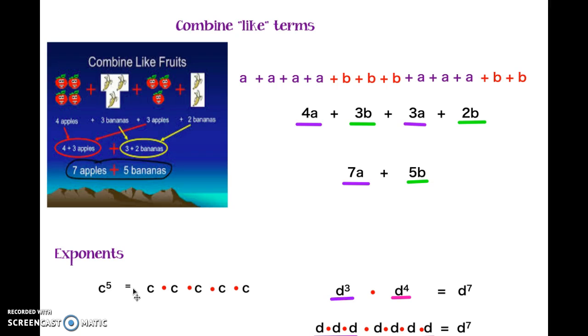And finally, exponents. I think you know that c to the fifth is c times c times c times c times c. We'll also see that d to the third times d to the fourth is d to the seventh. If we write this out as d times d times d, and this as d times d times d times d, I think you can see that that's d to the seventh. So all we did when we're multiplying exponents that have the same base is we're adding that exponent piece. That's all for now.